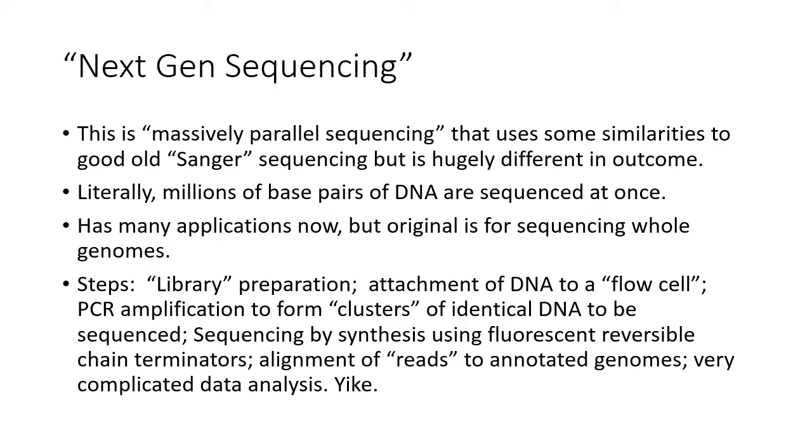Okay, so looking ahead, we have many steps. The first is library preparation, attachment of DNA to a flow cell, PCR amplification on the flow cell to form clusters of DNA, which will be sequenced. Then there will be sequencing by synthesis using fluorescent chain terminators that are actually reversible, and that's kind of key in this. Following that, we will get alignment of our reads to annotated genomes and very complicated DNA analysis.